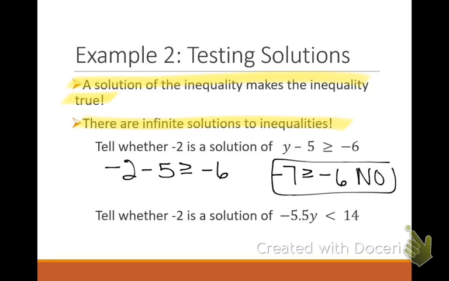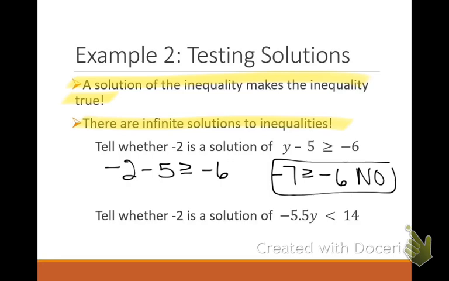Here's what we're doing, guys. This is all we're doing: we plugged in the number. Did that number make the inequality true? That is not true. Negative 7 is not greater than negative 6. It's farther from 0, right? It's less than. So that solution did not make the inequality true.